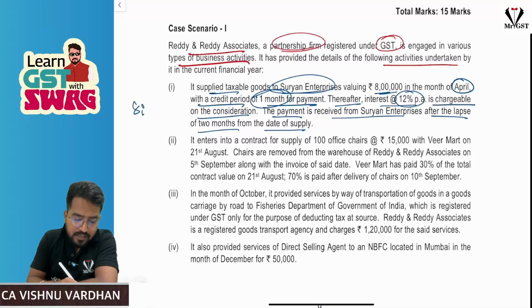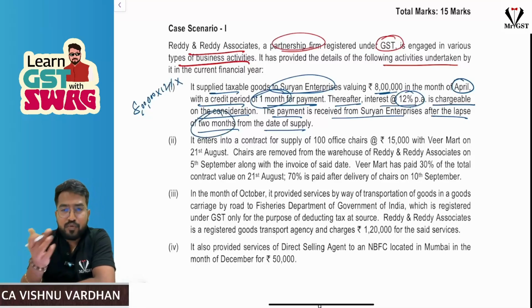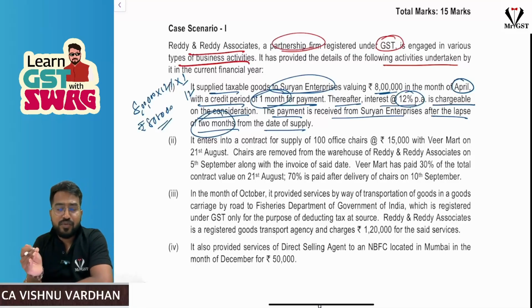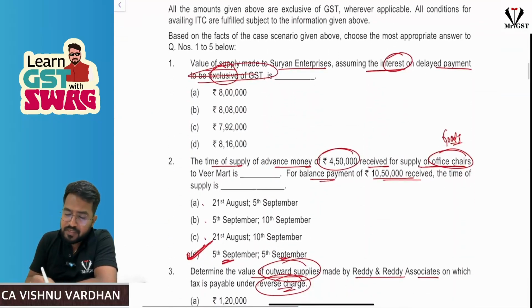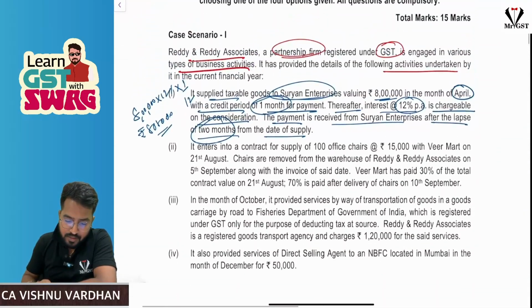That means 8 lakhs is the consideration. On that, 12% per annum. Here, how many months delay? 2 months delay. After 2 months, they are paying the amount. 1 month time was given, 1 month they have taken extra. That means 1 by 12, so that means it is 1% only. Okay, so 8 lakh 8,000 should be the answer. And they said the interest amount is excluding GST. So if you remember the question, value of supply, interest on delayed payment, 8 lakh 8,000 will be the answer.